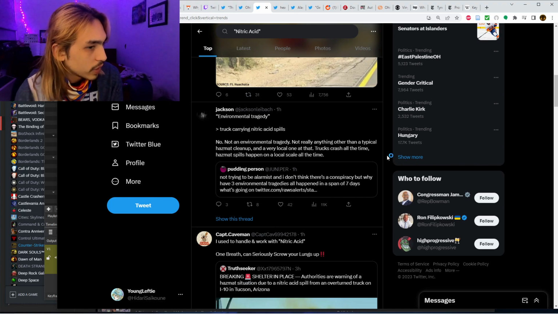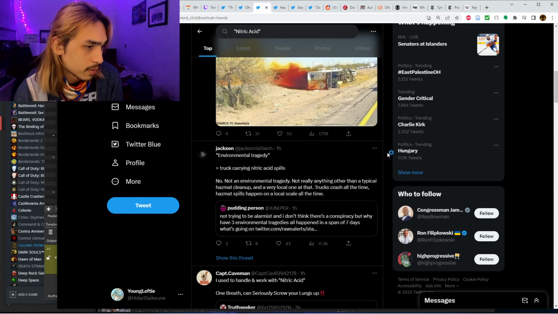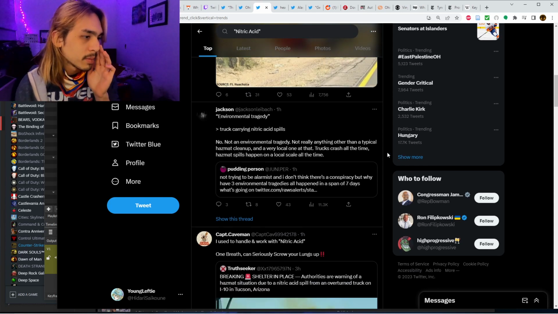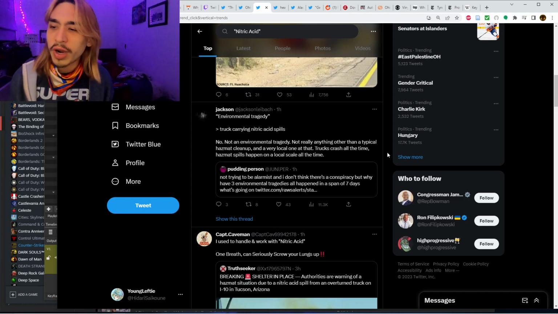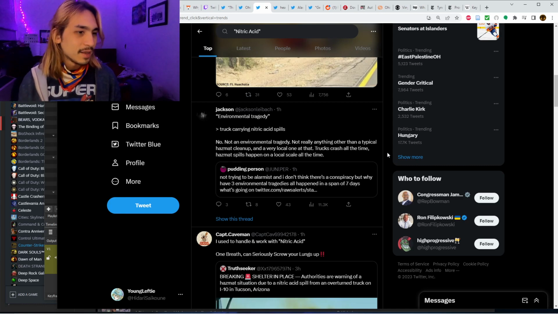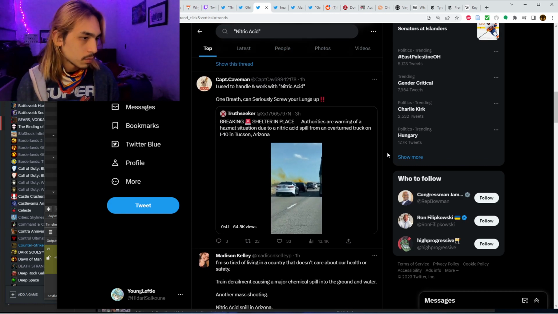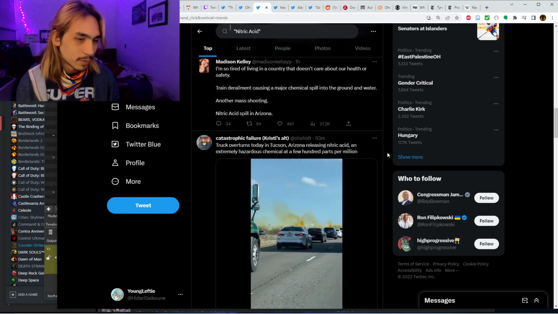Truck carrying nitric acid spills is not an environmental tragedy. I mean, it is pretty bad though, right? Oh, just a typical hazmat cleanup, and a very local one at that. Trucks crash all the time. Yeah, trucks crash all the time. What are you worried about? Yeah, they're trying to gaslight me into thinking it's not a bad thing, right? Or that this is normal. No, this is not normal. Okay.